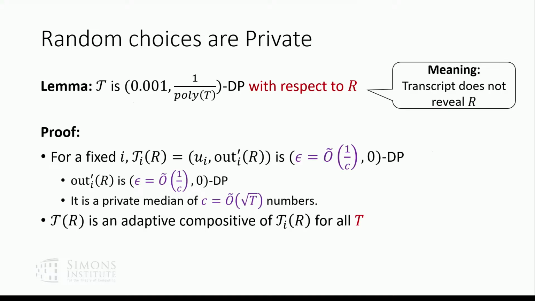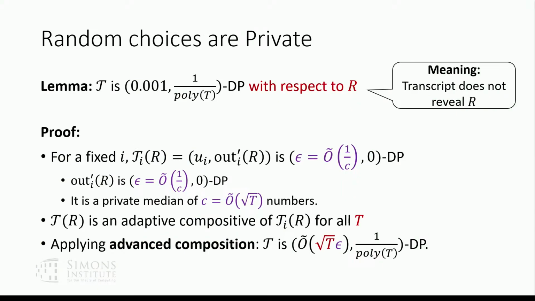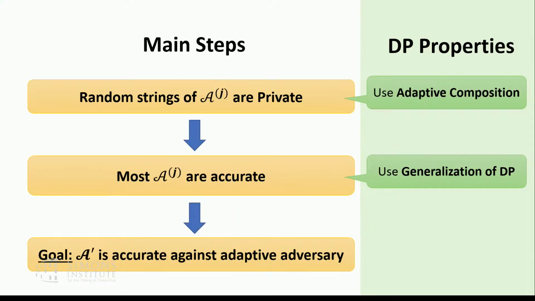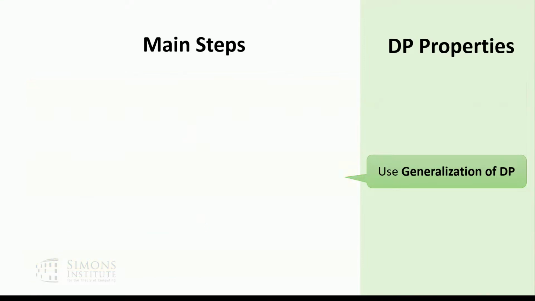So this is just the first step. So far we have that this transcript is private. Now we're going to use the fact that this transcript is private with respect to this random string to claim that each of the copies A_j here will actually return something quite accurate at each time. This will use generalization of DP, and let me tell you what it is.